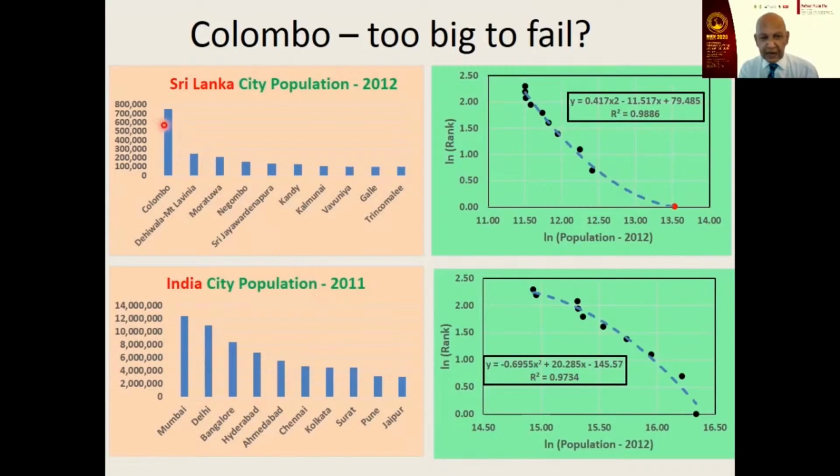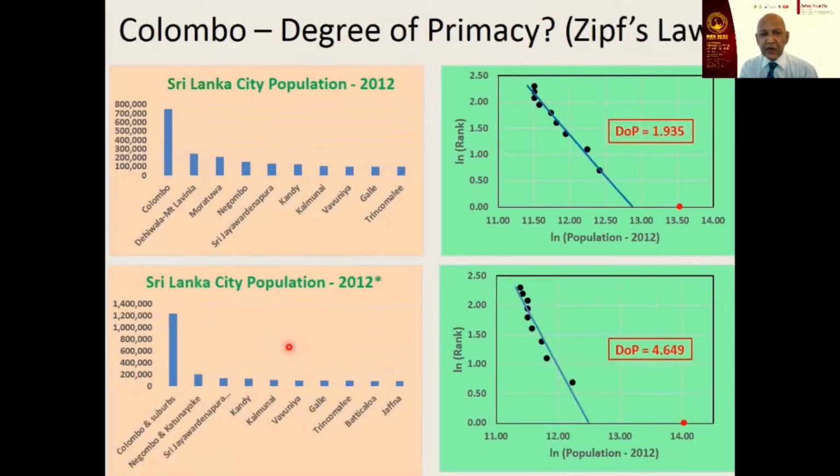So if you think about Colombo and the rest of the cities, and if you draw a graph between the log of rank, now this is number 1, 2, 3, 4, 5 like this, and the log of population in those cities, then you get a curve that is concave upwards. Which means that this is dominating severely. Now, if you look at India, it's actually convex upwards in this kind of way, right? So India has many cities, so they don't have all their eggs in one basket, so to speak.